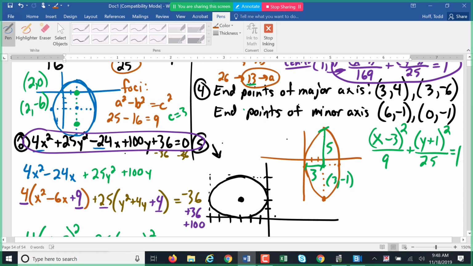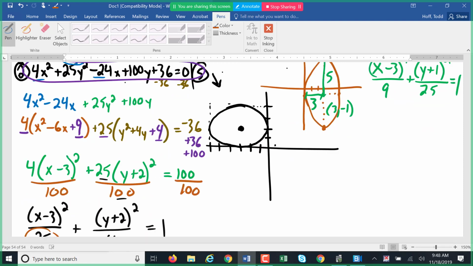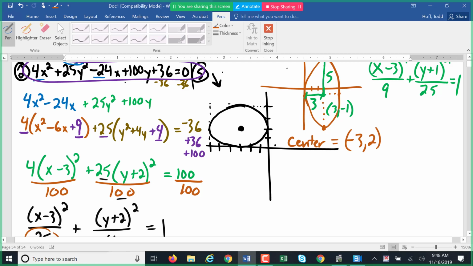Now from the 2 examples we just did, number 5 here would be pretty simple to do. That's why I put it off the screen so we can do it really quickly together. Our center here is obviously at -3, 2. The horizontal semi-axis is 1, 2, 3 units long.